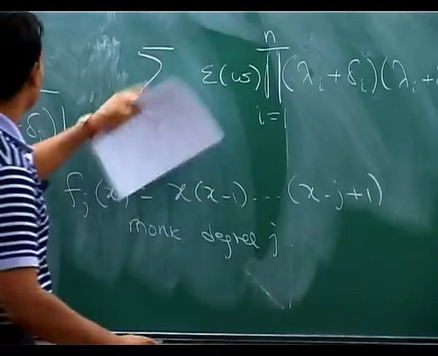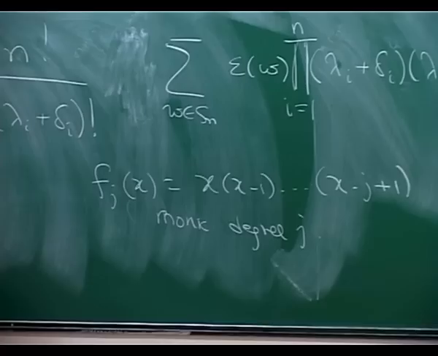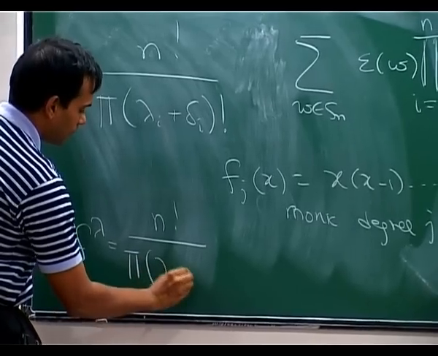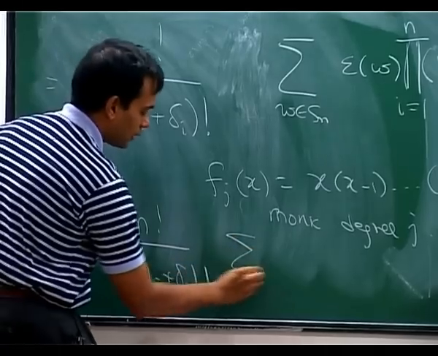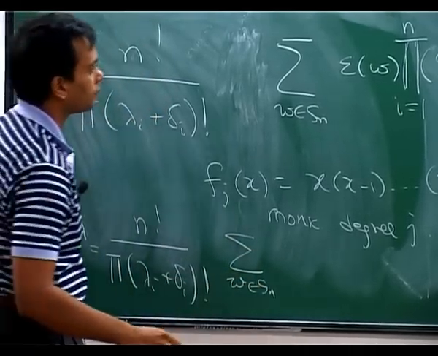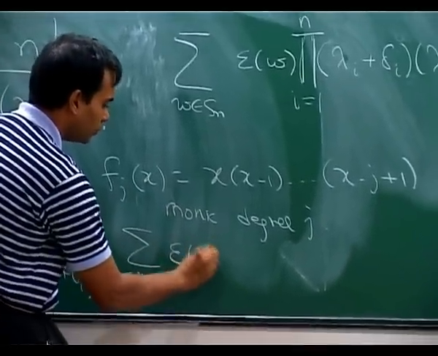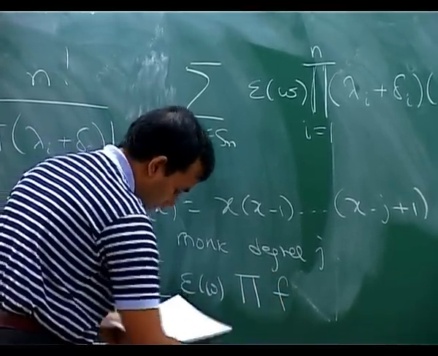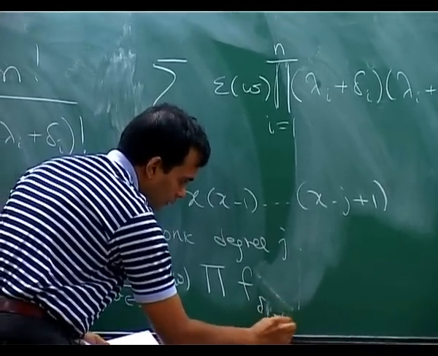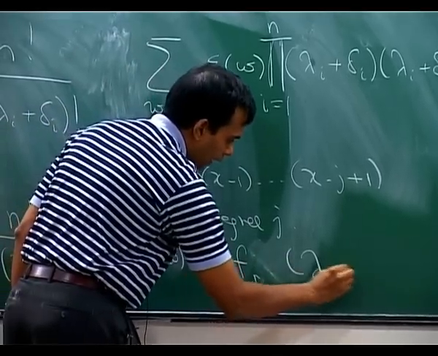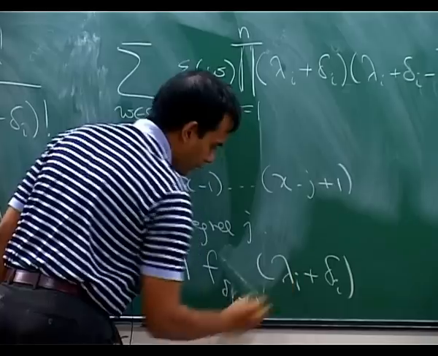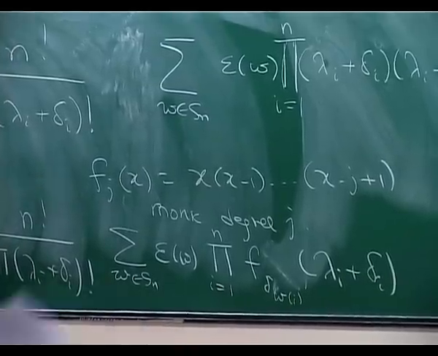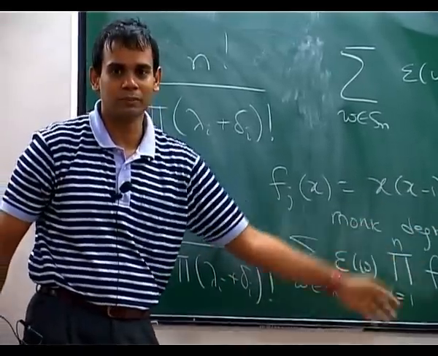And what we really have here is that f lambda is equal to n factorial over the product of lambda I plus delta I factorial, times the sum over w in Sn, and this thing looks like a determinant: epsilon w, and then we have the product of f delta w I of lambda I plus delta I, where I goes from 1 to n. That is what we have, and that is clearly a determinant, right, it is an alternating sum of something. So what are the entries of that matrix?